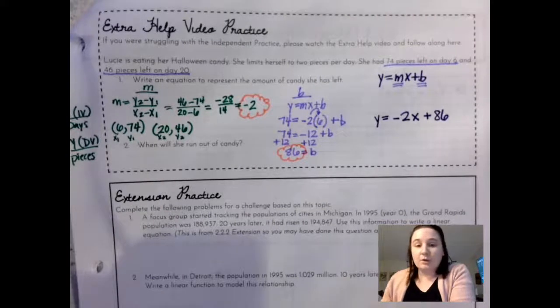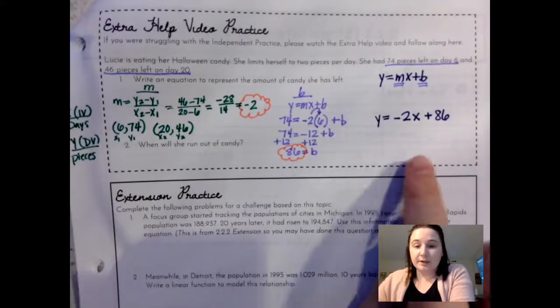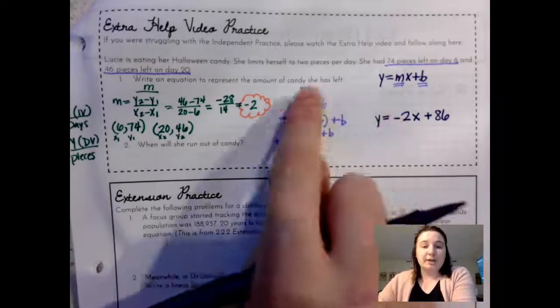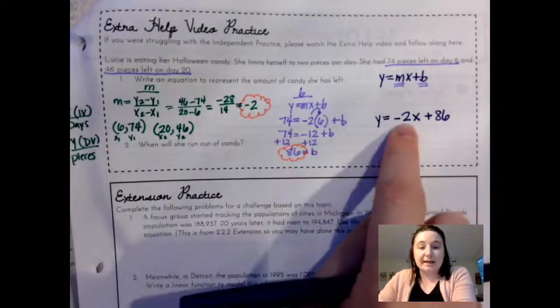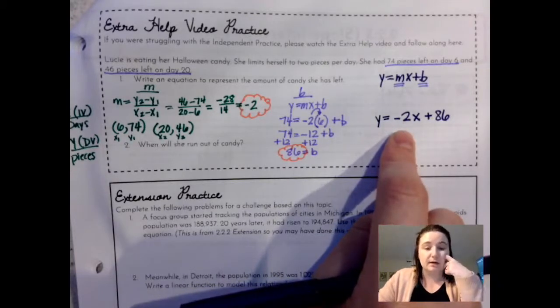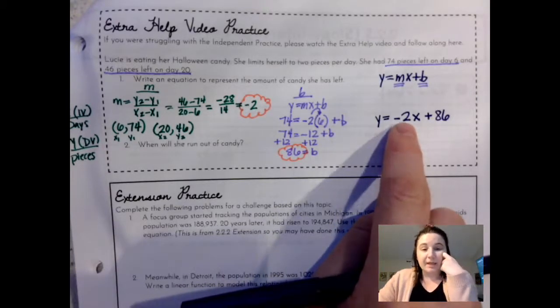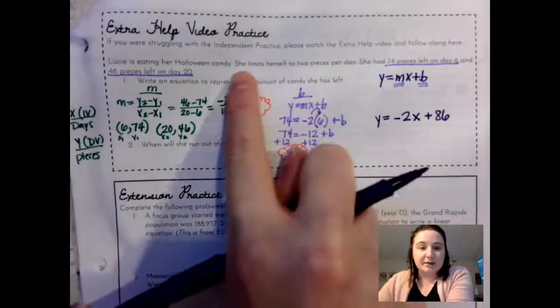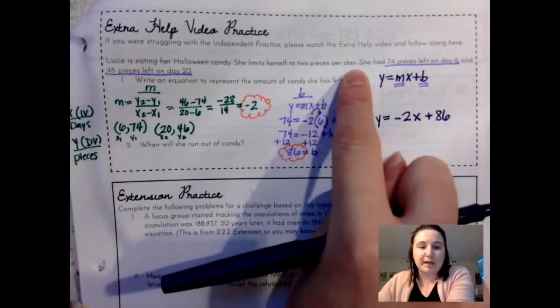And make sure that your equation makes sense for the situation. So m is representing the slope or the rate of change. And if it's negative, that means we're going down in candy, which makes sense, we're eating it, so our candy is going away. And then this is 2 pieces per day. And it even says, if you see here, she limits herself to 2 pieces per day.